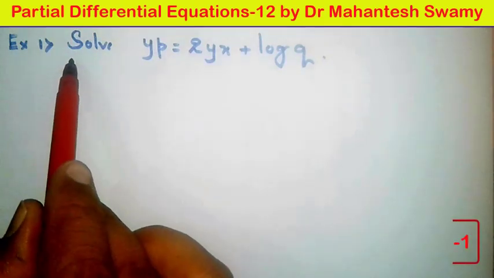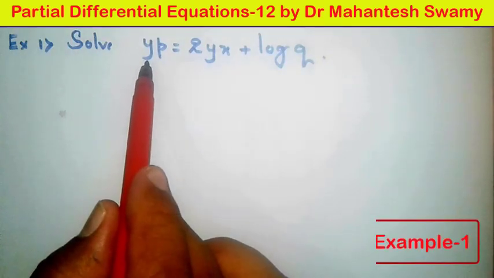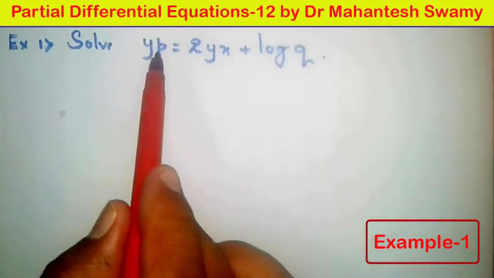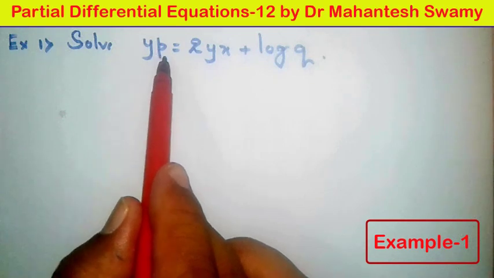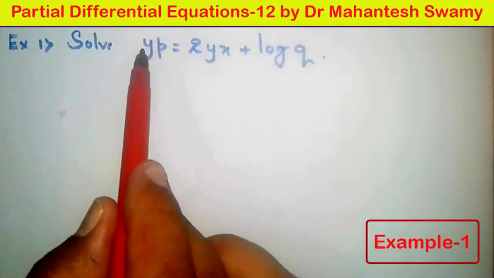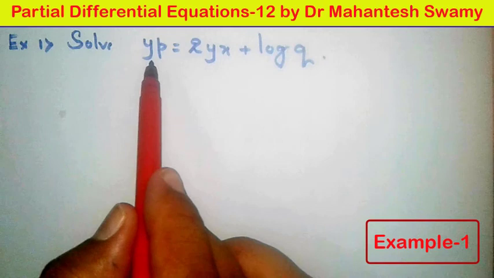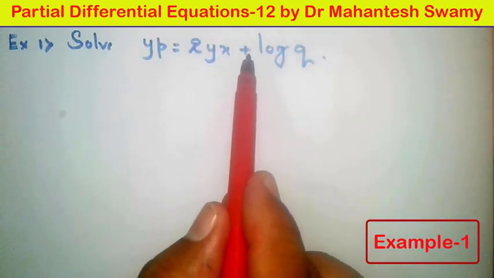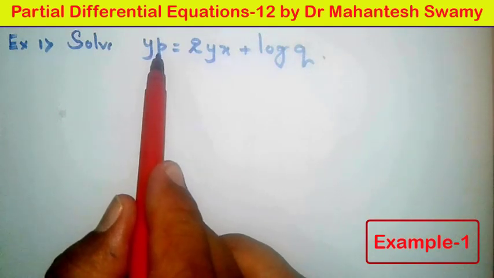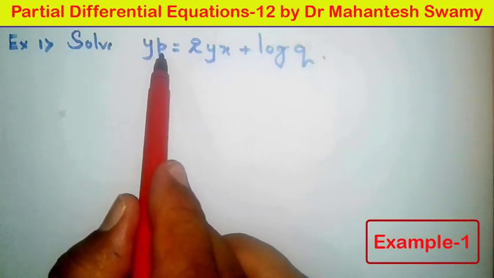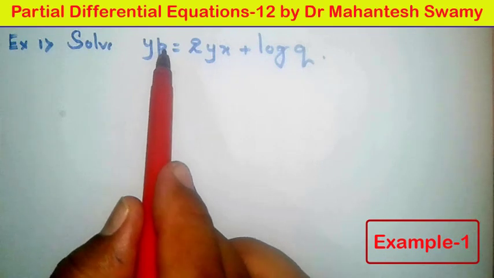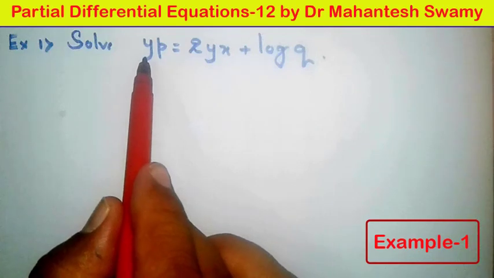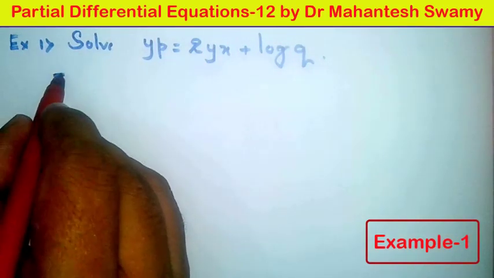Here it is asked to solve the partial differential equation yp equals 2yx plus log q. Here we first note that no z term is involved. Only x, y, p and q terms are involved. Therefore it can be reduced to the form of type number 3. In type number 3, we want the terms with x and p on one side, and q and y on the other side. With p, we don't want to have y. Therefore, let us divide by y.